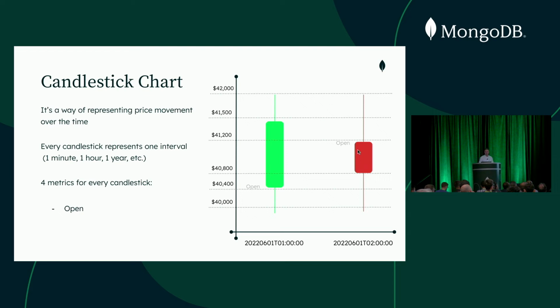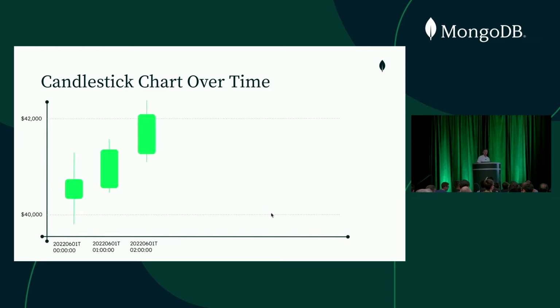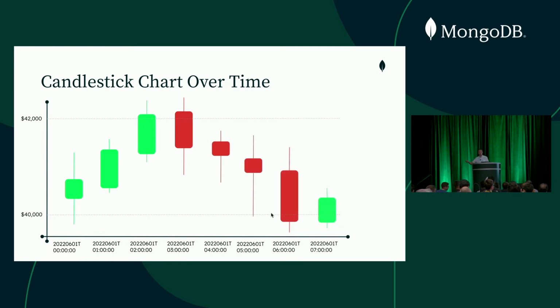And every candlestick has 4 price metrics. Open price, close price, which means the last price for the given interval, the highest price and the lowest price. As you see here, in one candlestick, this point represents the highest price for the given interval between 1 a.m. and 2 a.m., and this point represents the lowest price for the given time interval, okay? So over time, you will have many candlesticks, and you can understand the trend, what happened in the past, and what might happen in the future.